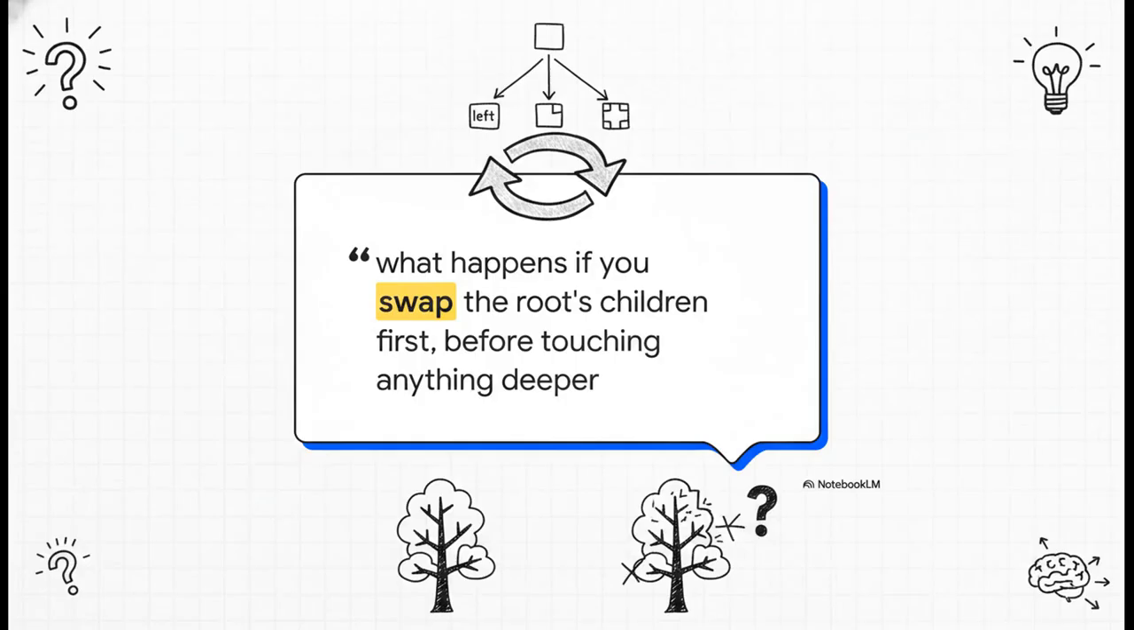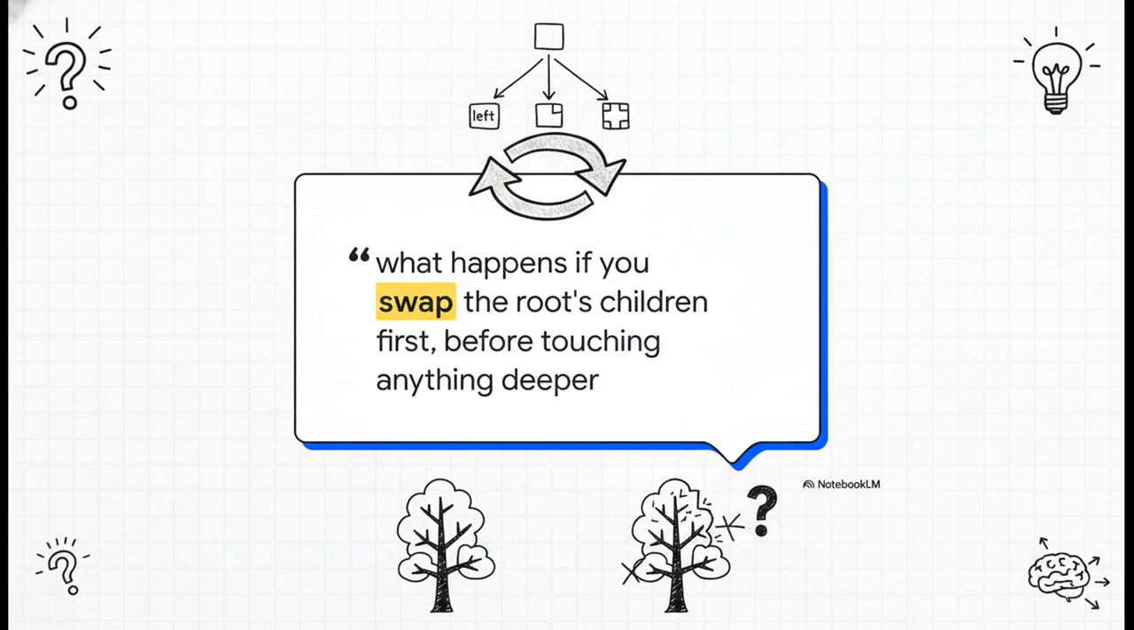You see, a good mentor doesn't just flat out say, "You're wrong" when you make an assumption. They make you prove it to yourself. So, the mentor gently pokes at the logic. They ask, walk me through, step by step, what happens if you swap the root's children first before touching anything deeper? Does that break anything? Basically, they're testing if that bottom-up approach is strictly necessary.